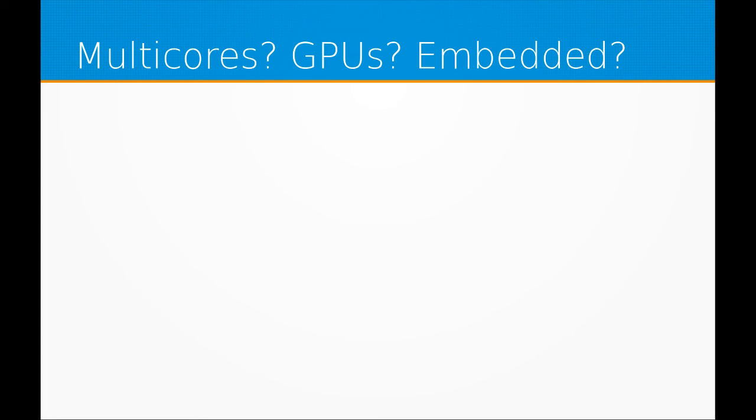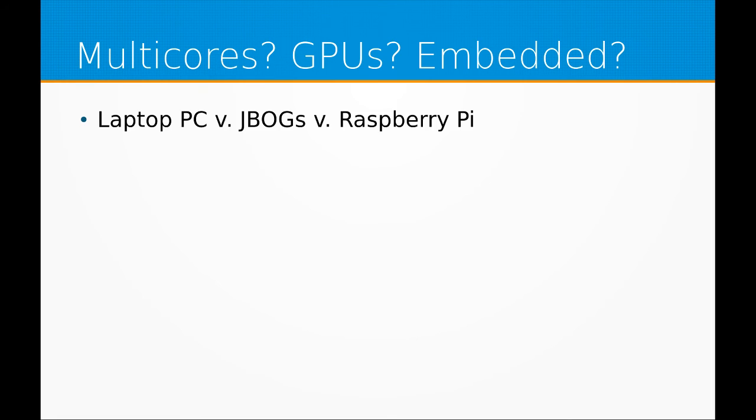And the next question is, how do you support multi-cores, GPUs, and embedded? Because deep learning today is run on a huge variety of hardware, right from your laptop PCs to JBOG. JBOG stands for just a bunch of GPUs, which was released recently by Facebook as their next generation GPU server, and I think it has 8 Titan X's. So how do you run it on that, or on some small device like a Raspberry Pi or your phone? So how do you support these?